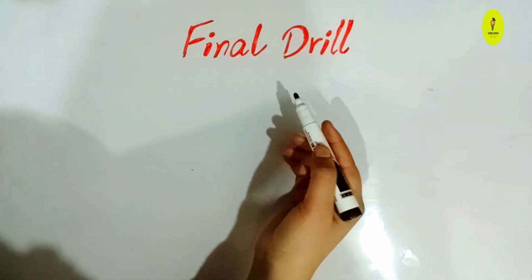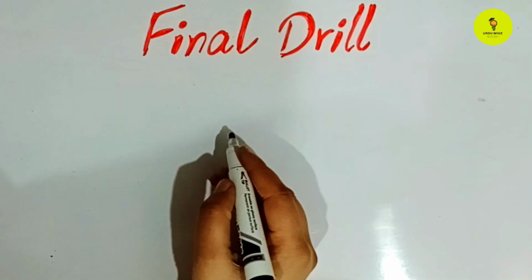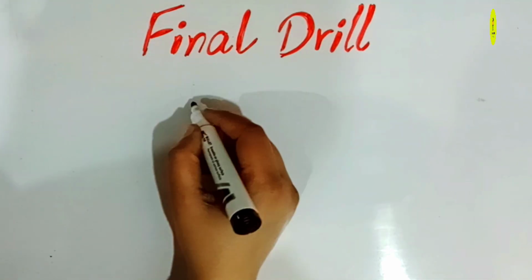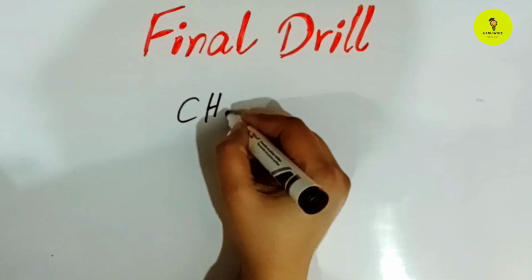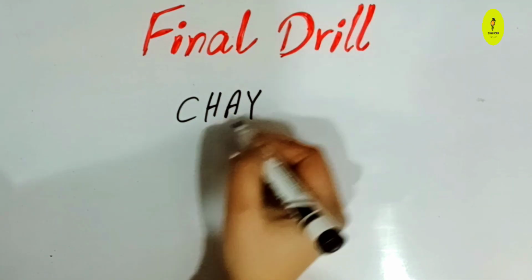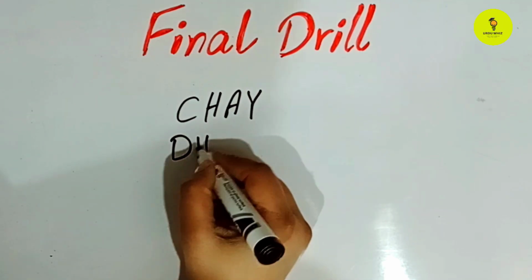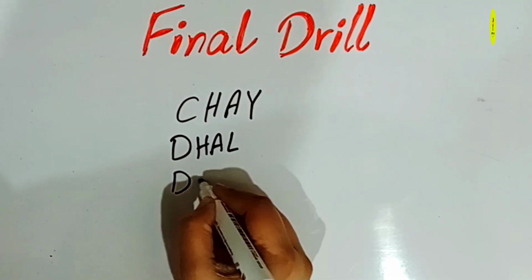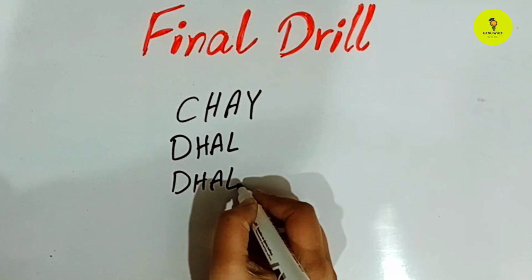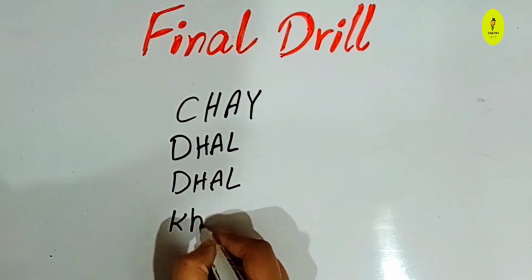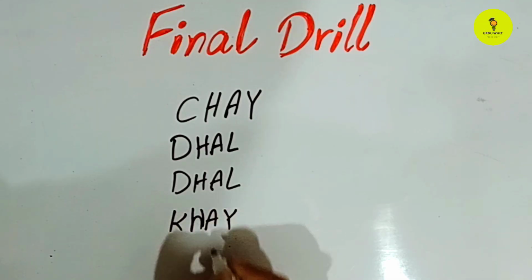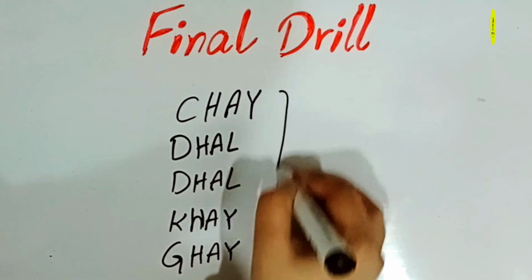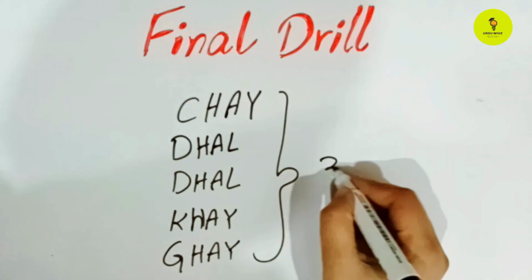This is the time for the final drill. We have learned the heavy sounds from this lesson. Repeat the heavy set with me. Today we have learned Chay, Daal, Ddaal, Kaaf, and Ghay. Repeat all these sounds 3 times for better understanding.